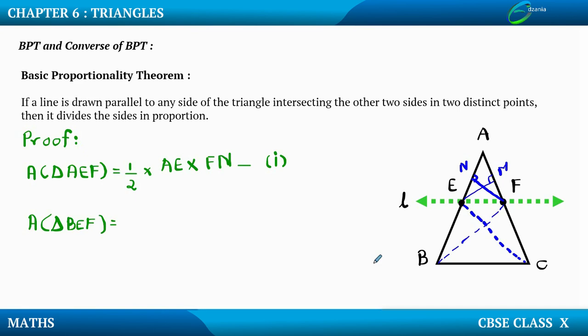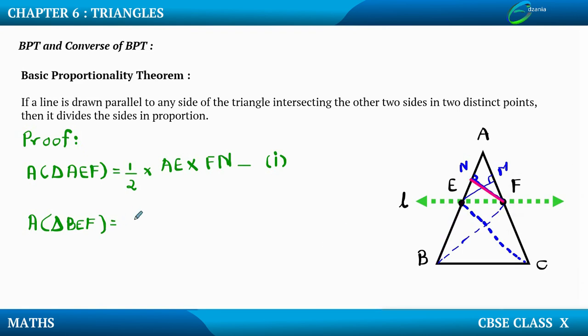Again, area of triangle is half into base into height. Now observe this triangle BEF. B is the base because we have B over here and E over here. This angle is an obtuse angle, so the height will lie behind. So this is the height for this triangle. That means if BE is the base, Fn is the height.